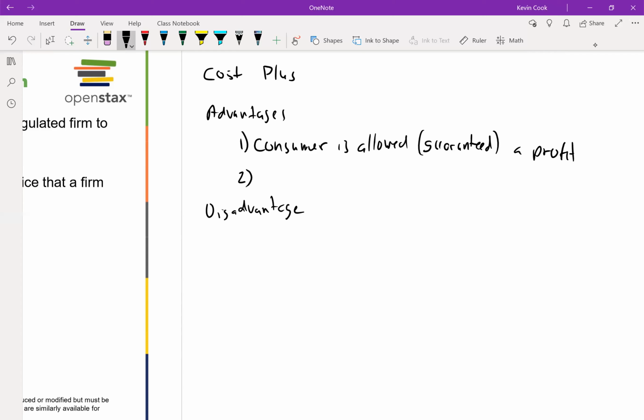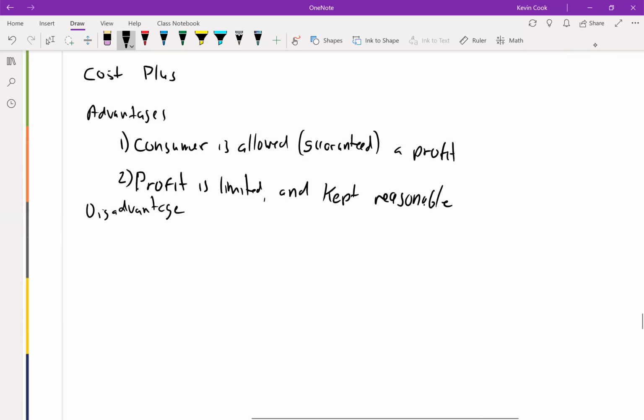The second advantage, though, is that the profit is limited and hopefully kept reasonable. So the first advantage is for the producer, and the second is for the consumer.